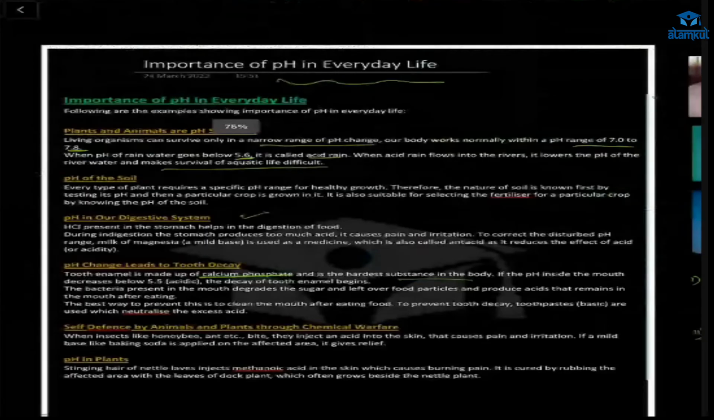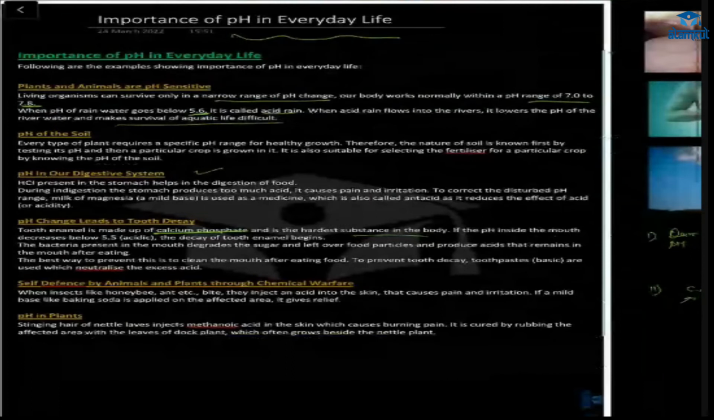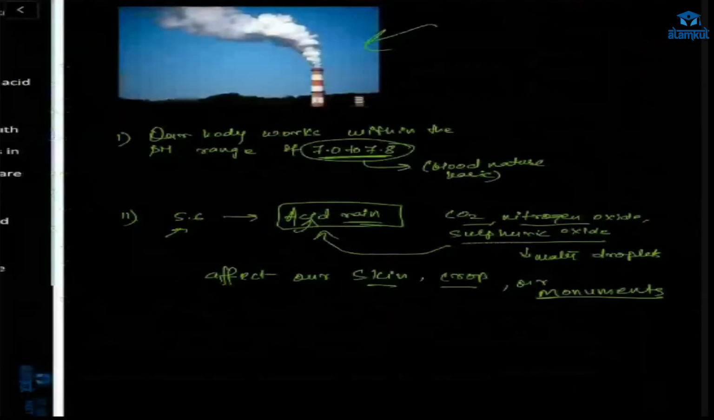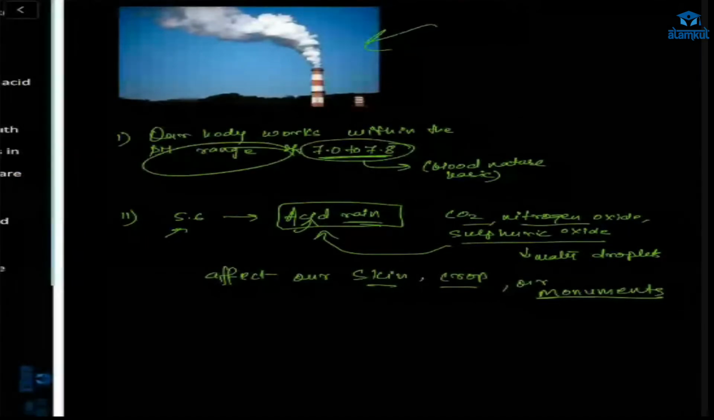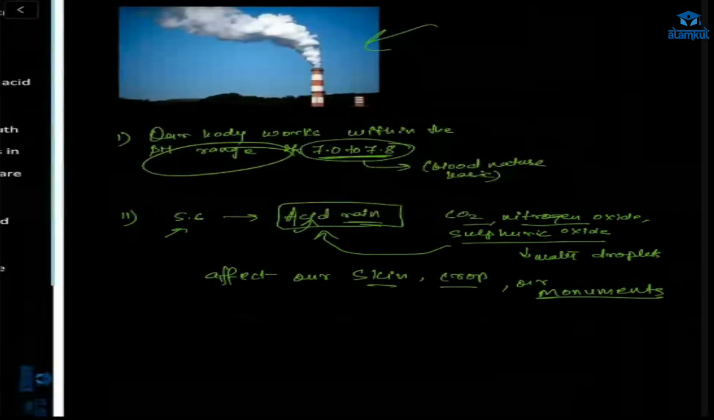Oh, you just joined? Okay, so we are discussing the importance of pH in everyday life. See, what is the importance? First point is our body works within the pH range of 7.0 to 7.8, which means my blood is basic in nature. Okay, and the second point is, just a minute.